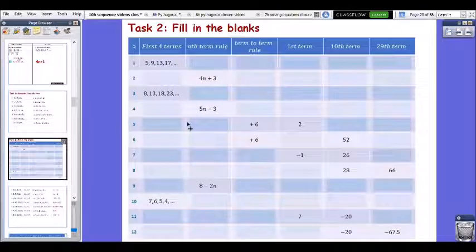Task 2 is a gap fill activity. It starts off with question 1, where it gives you the sequence and asks you questions about that sequence, for example, what is the nth term? What is the term-to-term rule? Later on it gets a lot more challenging, where it gives you clues and wants you to work backwards to find that sequence and so on.